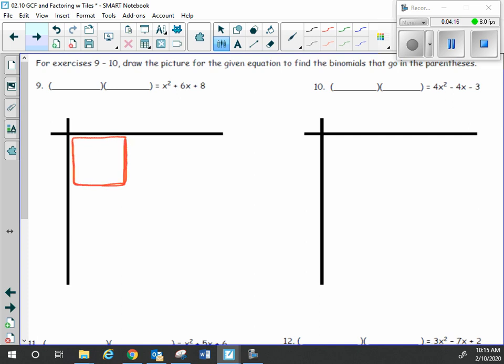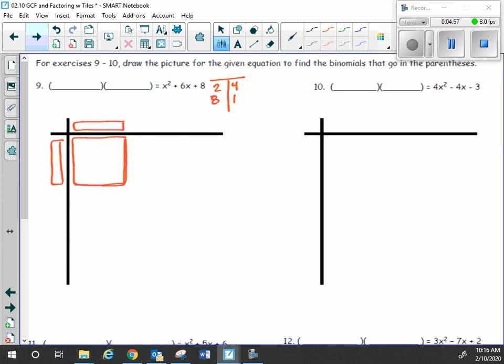If I have x squared, does that lead me to any part of my factors? X and x. Good. With that, I now need to figure out what happens after x. So look at your last term. What are the factors of that last term? Kind of like what we did on GCF. What are the factors of that last term? 2 and 4. 8 and 1.